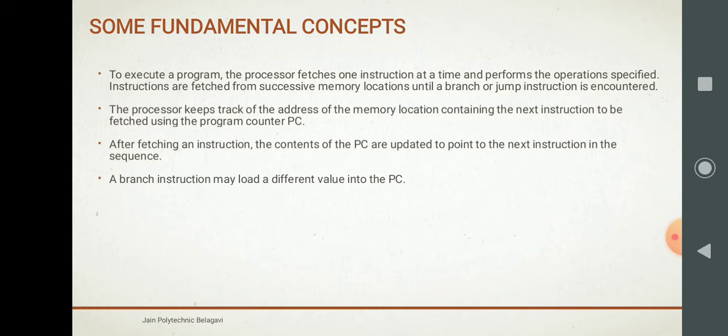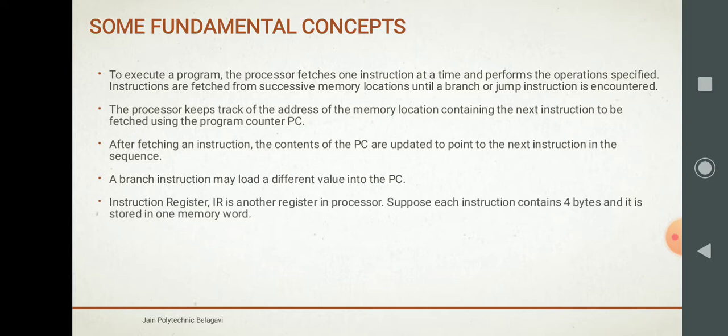Now a branch instruction may load a different value into the PC, because it is called a jump instruction. The instruction register, called IR, is another type of register in the processor. Suppose each instruction contains 4 bytes and is stored in one memory word.